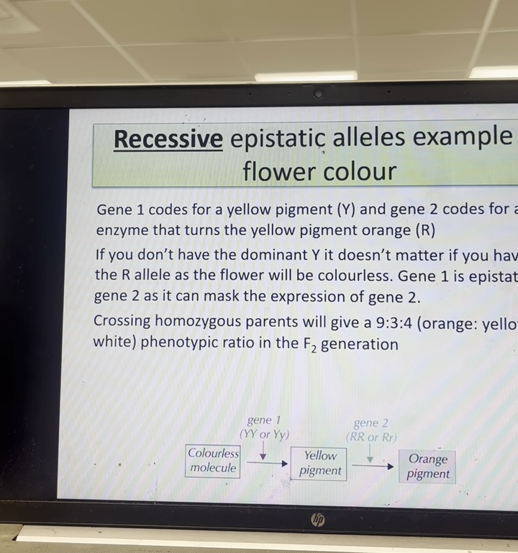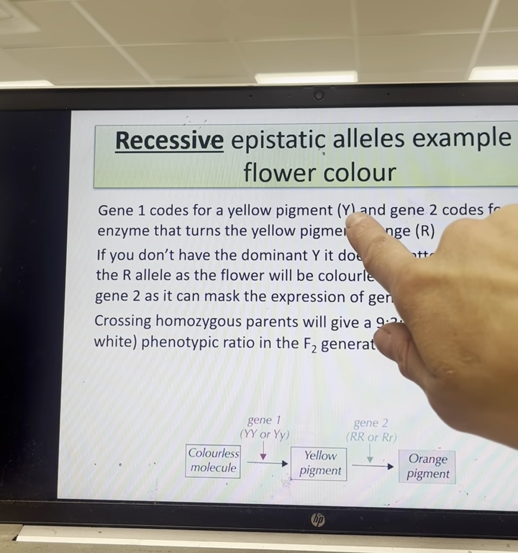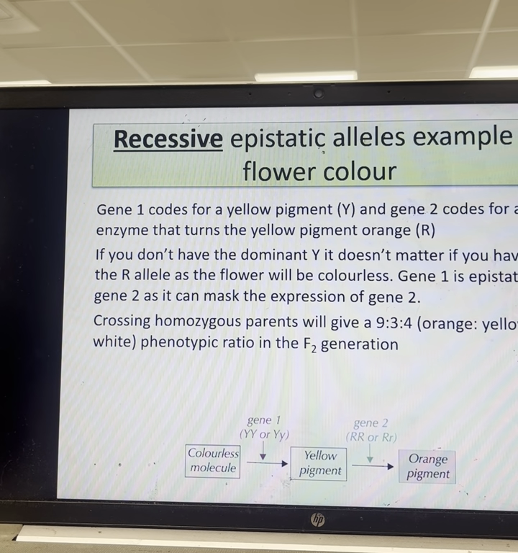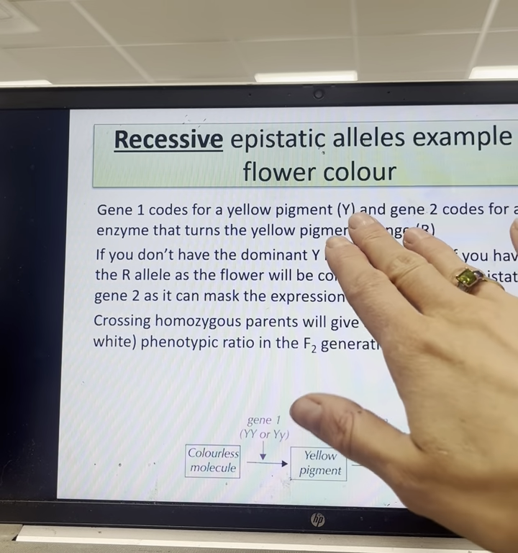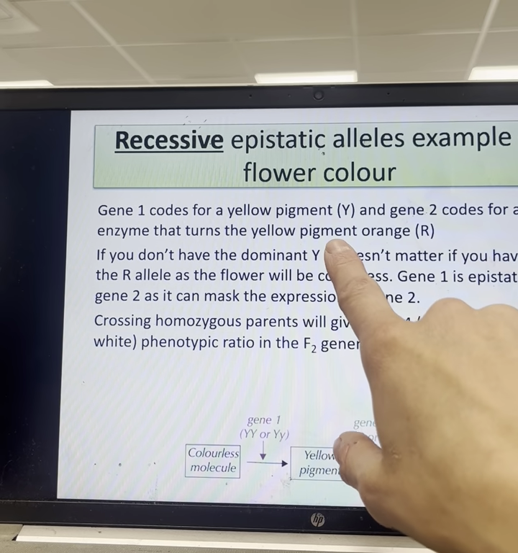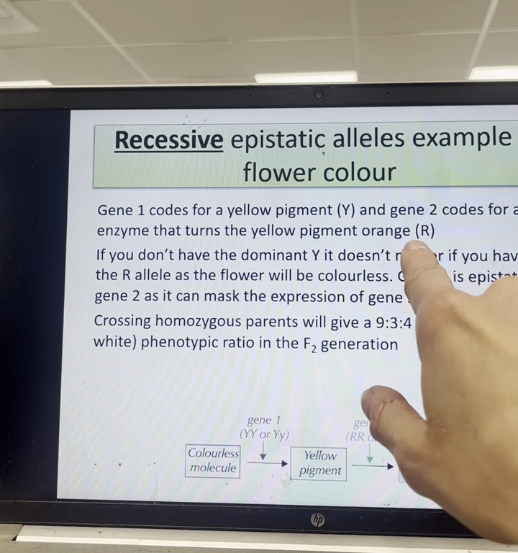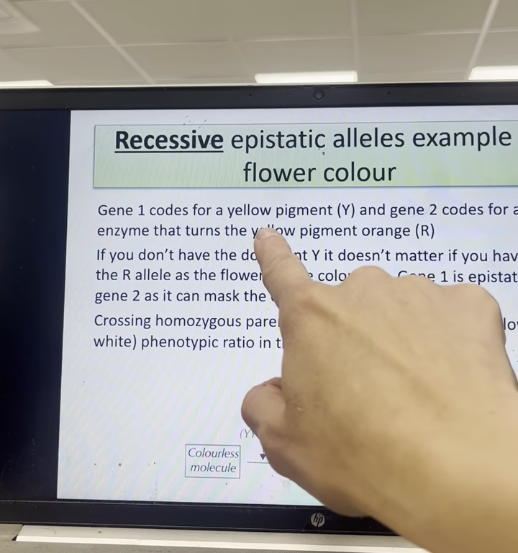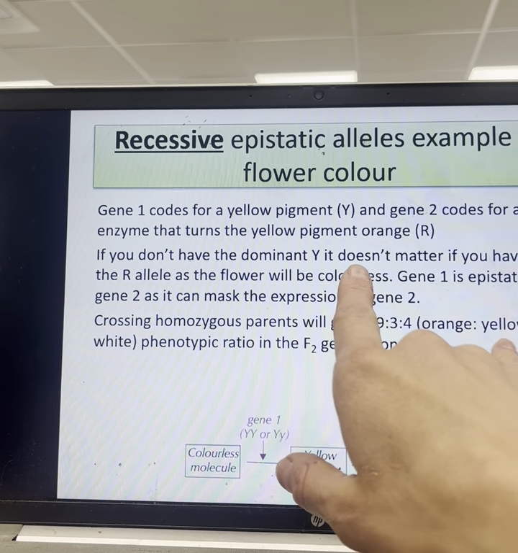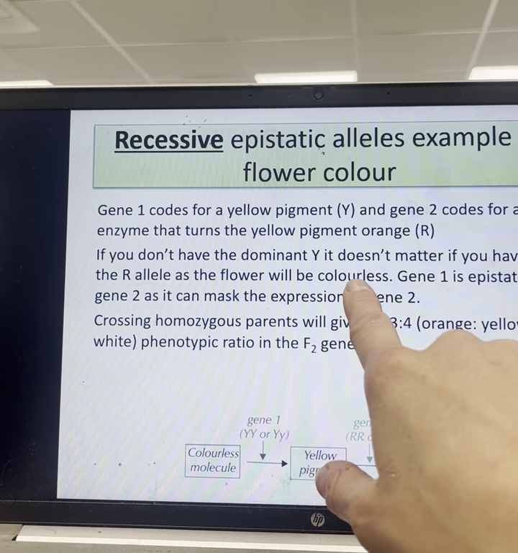Another example here is flower colour. So gene 1 codes for yellow pigment, and we looked at yellow and green when it came to those peas. If you remember, we said that yellow is the dominant one, and in the case of the pea plants, the green was recessive. And gene 2 codes for an enzyme that turns the yellow pigment orange. So gene 2 is also a dominant, and it turns that orange. Really interesting. If you don't have the dominant Y, it doesn't matter if you have the R allele, as the flower will be colourless anyway.